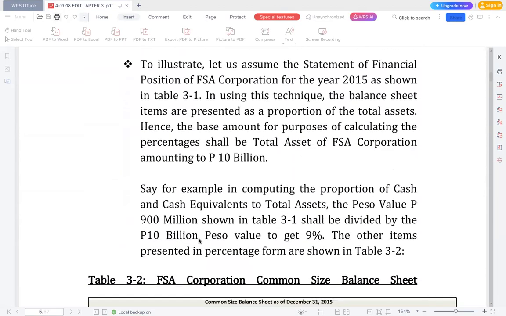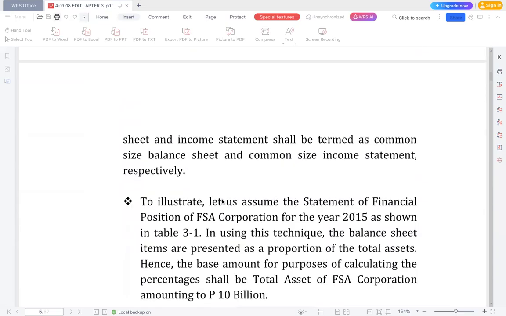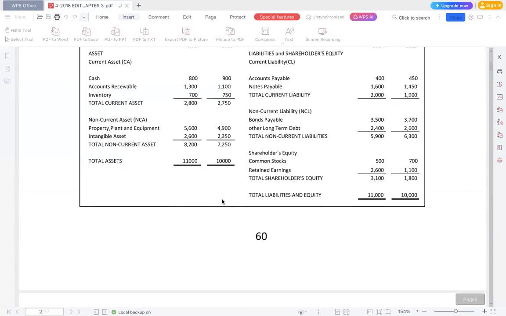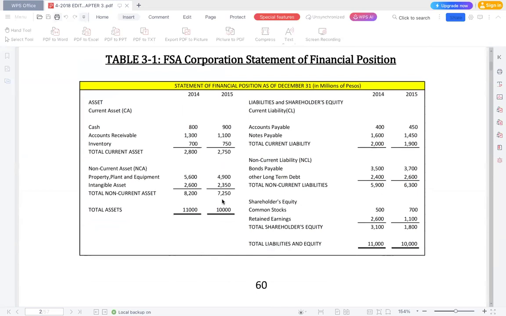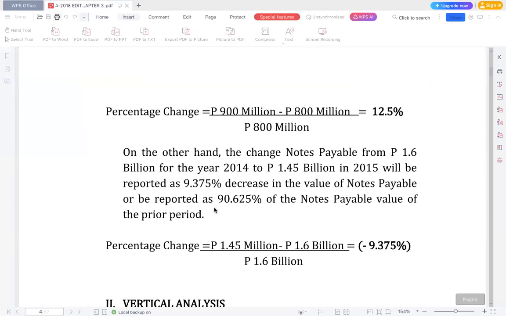So let us illustrate. Again, let us use the statement of financial position of FSA Corporation for year 2015 as shown in table 1. So this is again the financial statement. A while ago we just compared the value, peso value or percentages, of prior year versus current year. Now this time we are not going to compare the prior year and current year, but we're going to convert this peso value in terms of percentages.